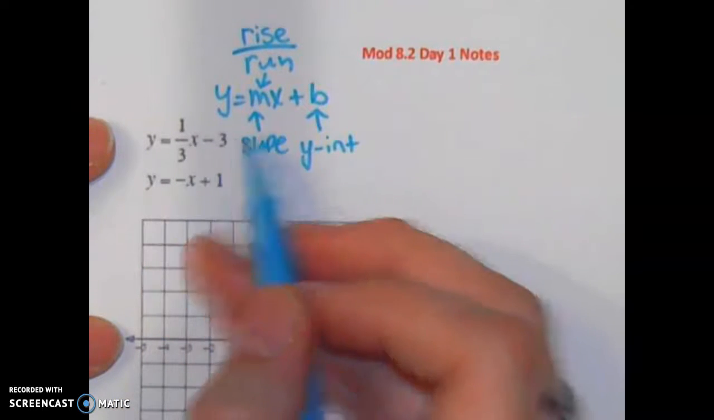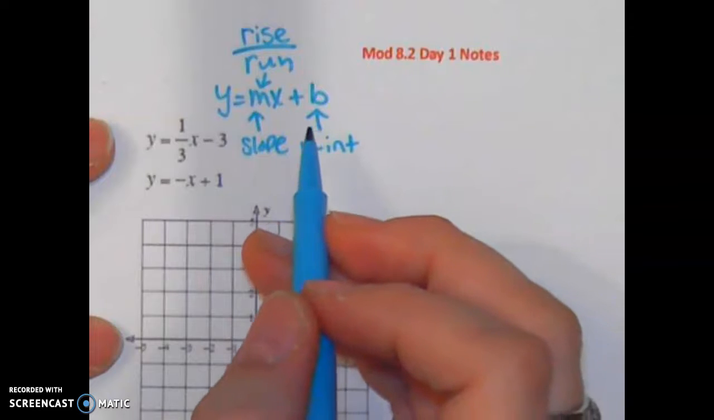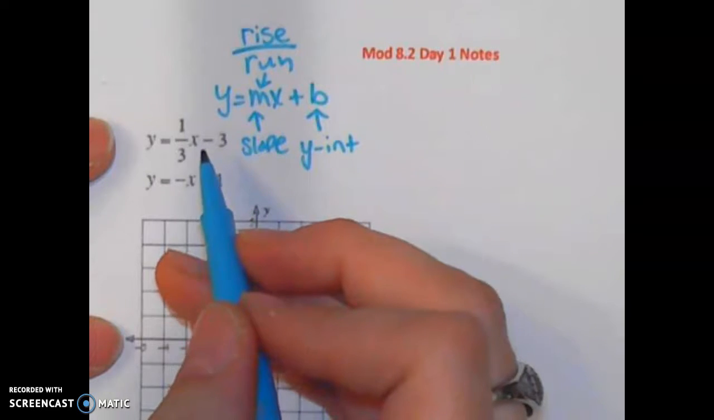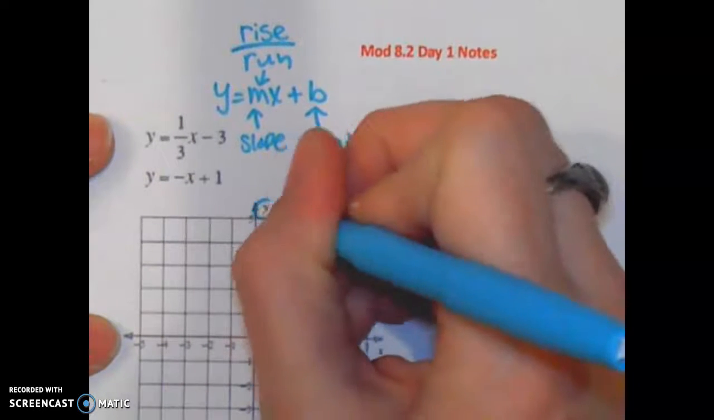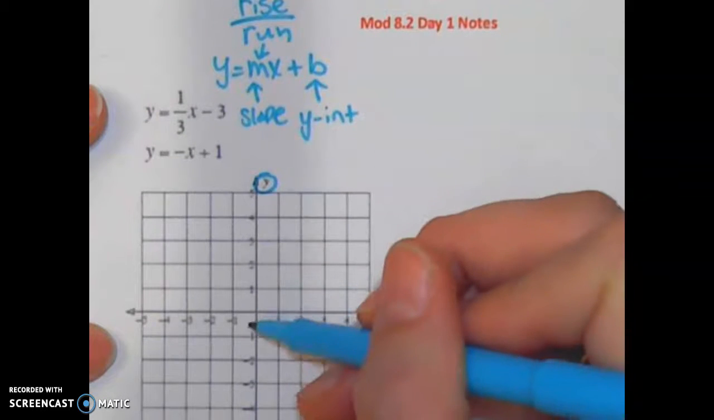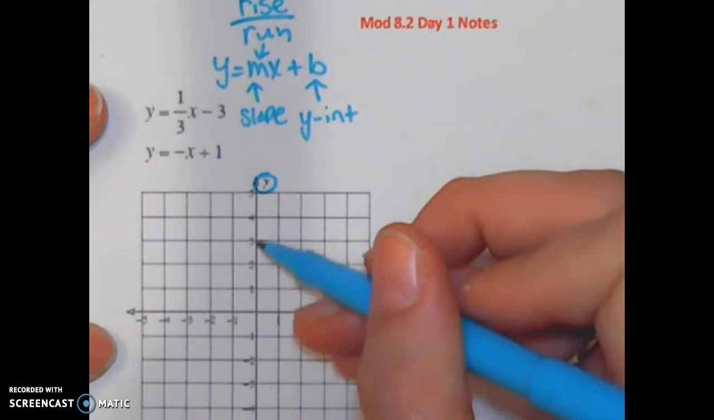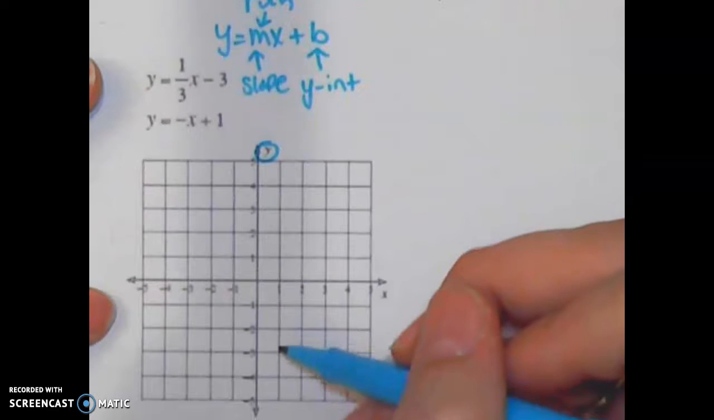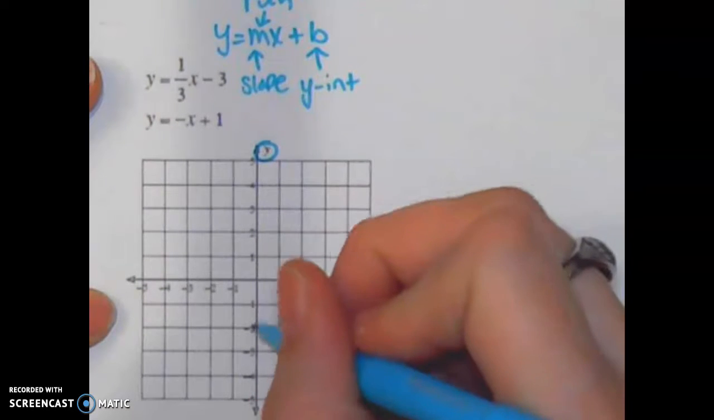So I like to start with the y-intercept because that tells you where to start your equation. So it starts at -3 on the y-axis. The y-axis goes up and down. The y-axis on this one, so -3 is not up here. These are all positive numbers. So my -3 actually starts down here. 1, 2, 3.